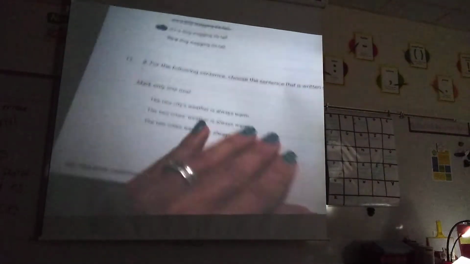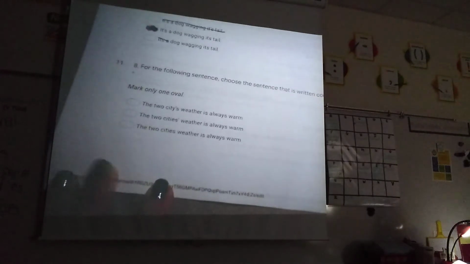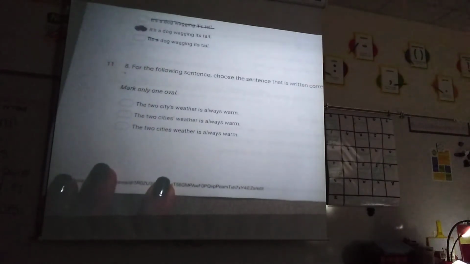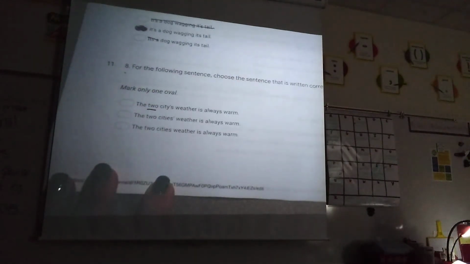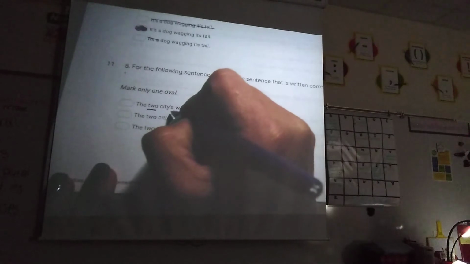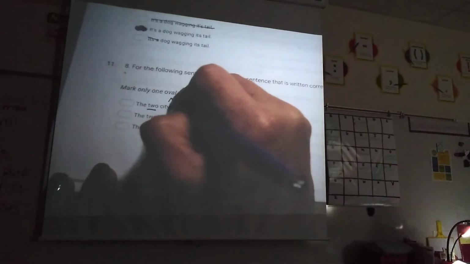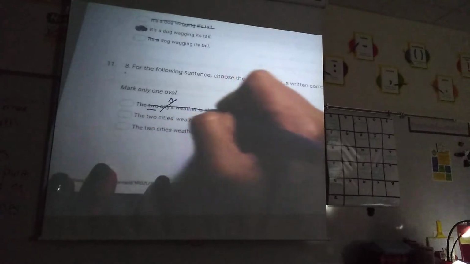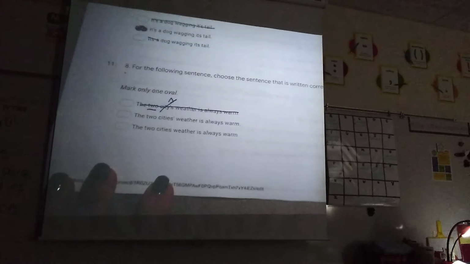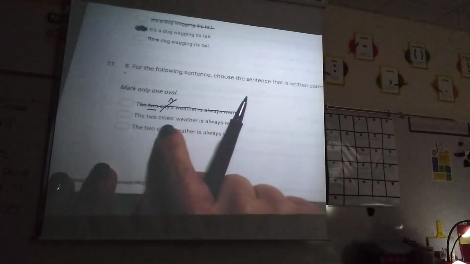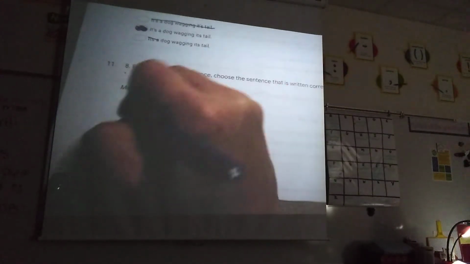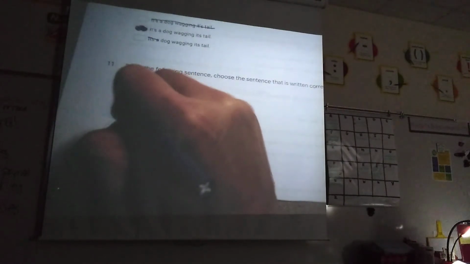The next one, the two cities. This one we had multiple issues with. People had a difficult time because we have to identify how many cities are we talking about. We're talking about two. This indicates we're giving possession to one city. So that's not going to be right, because we have two cities. So now we're looking at, well, we have two in cities, that's correct. Are we giving possession or are we talking about multiple cities? Well, we're giving possession. We're talking about the weather in these two cities specifically. So we would give ownership to these two cities by doing the S apostrophe.